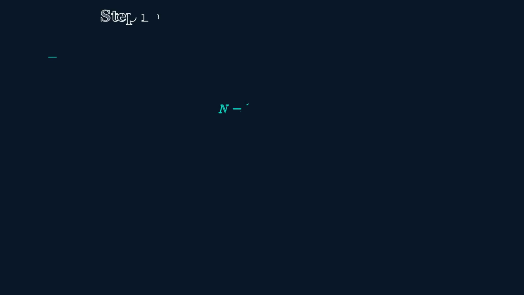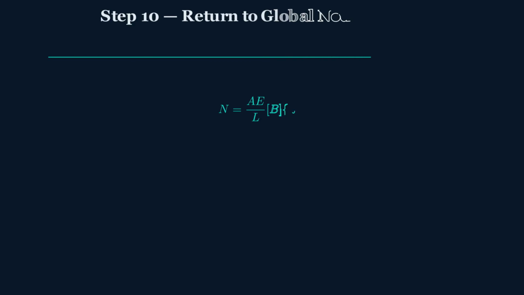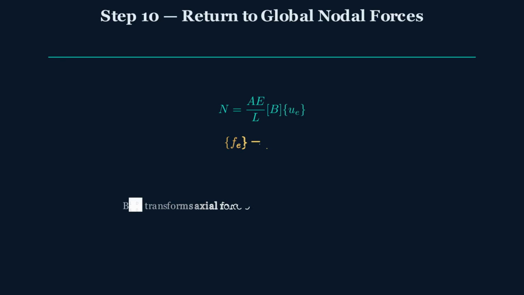The axial force acts along the member. But finite element equations are written using global nodal force components. The transpose of B transforms the scalar axial force back into the four global nodal force components. Substituting the expression for N gives the complete element force relation.